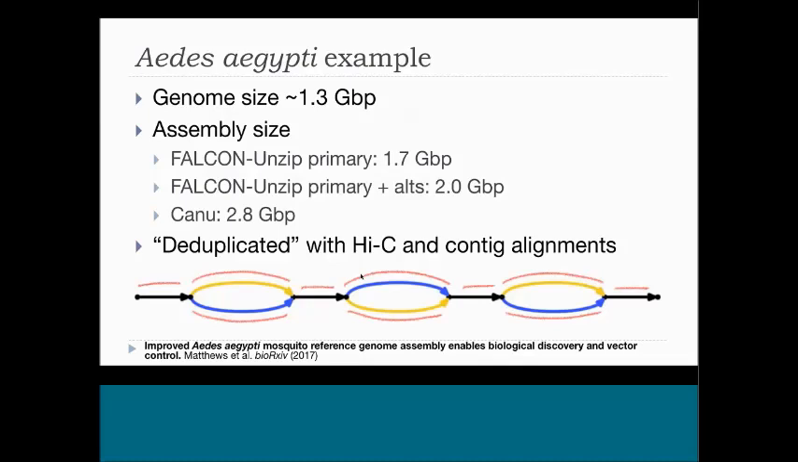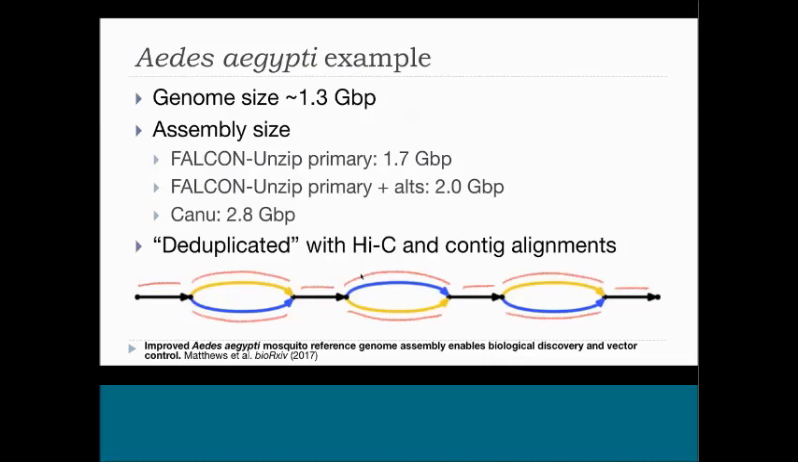And in this case, we had some Hi-C data as well as aligning the contigs to one another to try and identify what looked like alternate alleles on different haplotypes and excluding them from the assembly so we could try to have a reference genome that represented only a single allele at each locus rather than having artificial duplications. It's still, I would argue, not perfect.